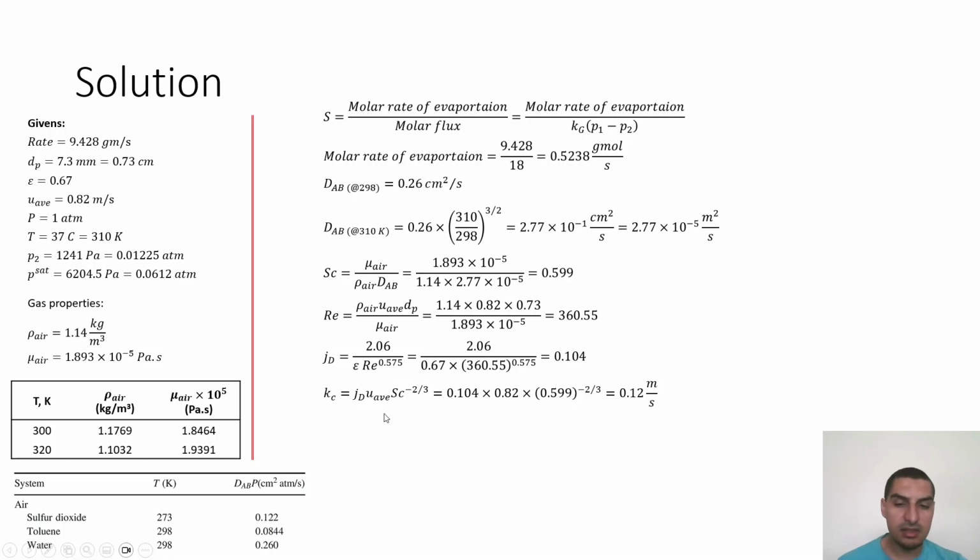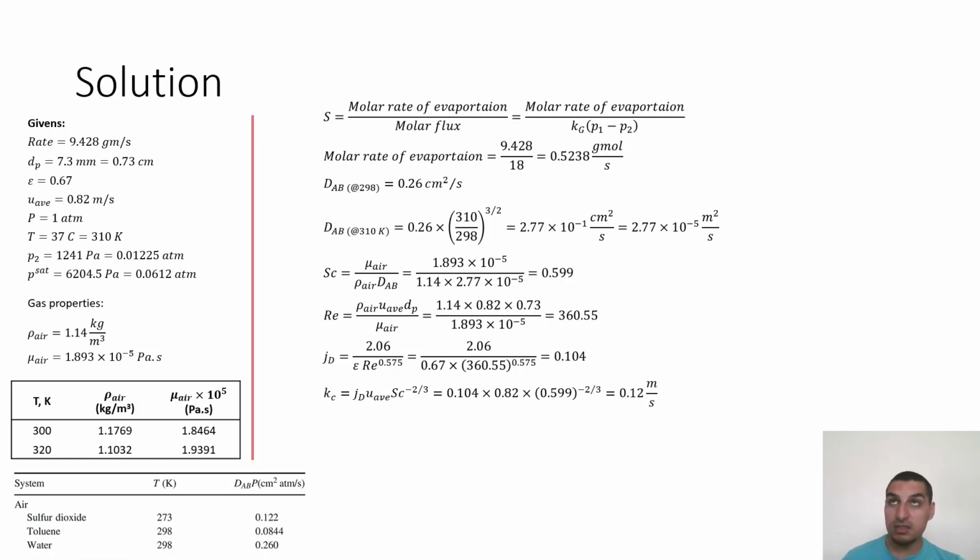Again, this was also a relation that we discussed in the previous video. So this is KC. You can calculate it from JD, which I just calculated, the average velocity, which I know from here, and the Schmidt number, which I just calculated here. So I can calculate KC. KC is the mass transfer coefficient in the gas phase, but this is in the units of meters per second, so it's multiplied by the difference in concentration. I need to get kg instead of kc.